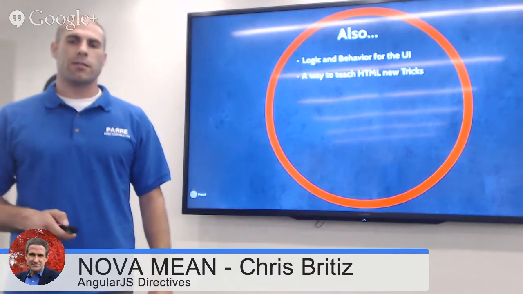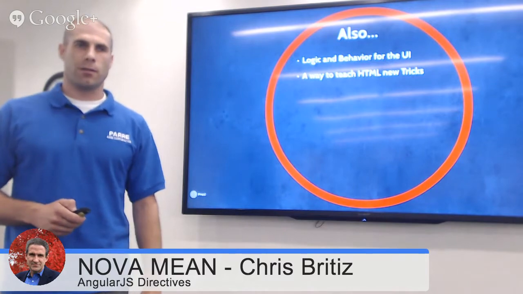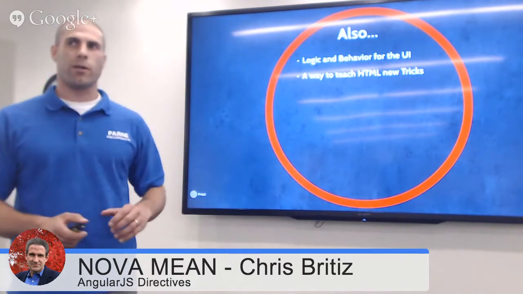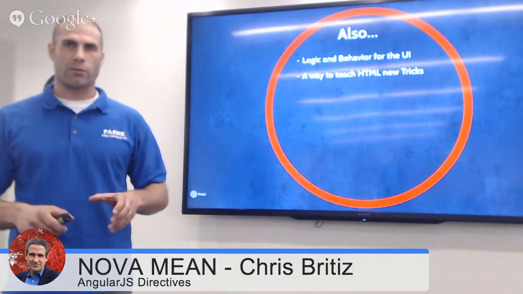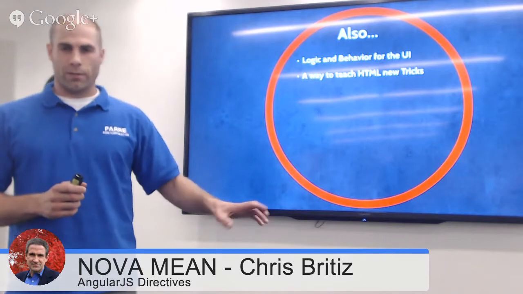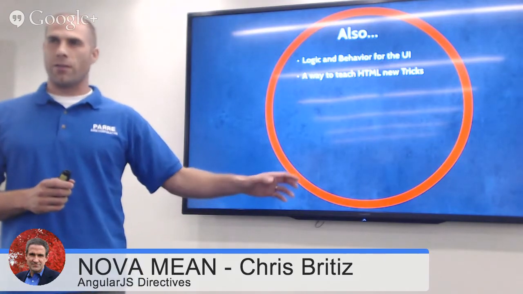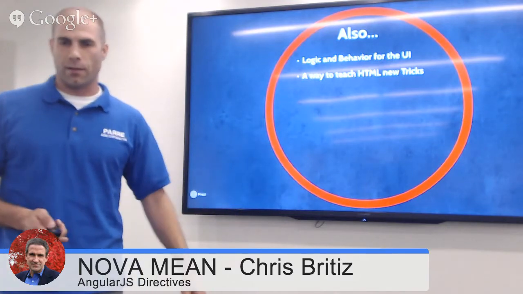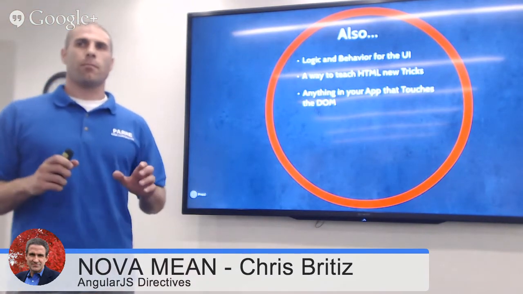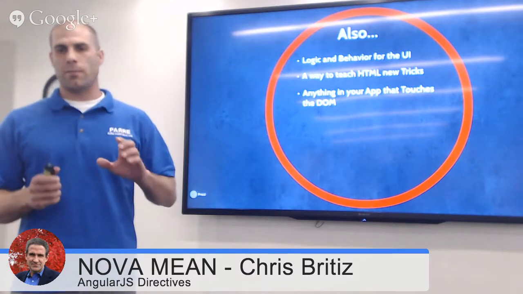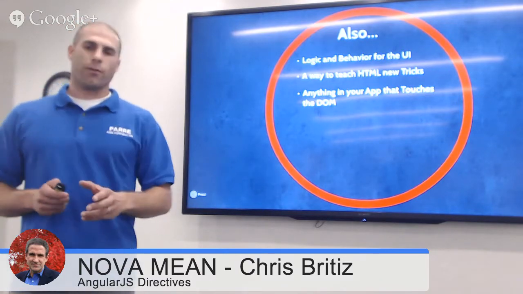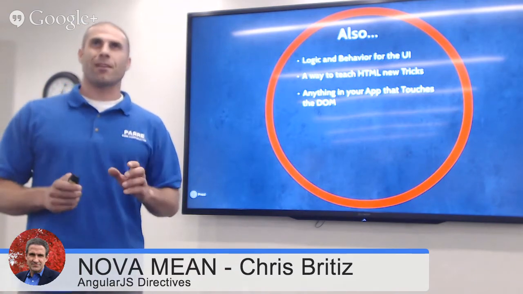And it's a way to teach HTML new tricks. When I say that, I mean it's a way to add your own tag, or your own elements or attributes, so you can create your own little element that does funny things when you click a button or something like that. It's anything in the app that touches the DOM. We want to make sure that we always keep anything that touches the DOM in an Angular directive. I'll go over this and probably emphasize it much more.